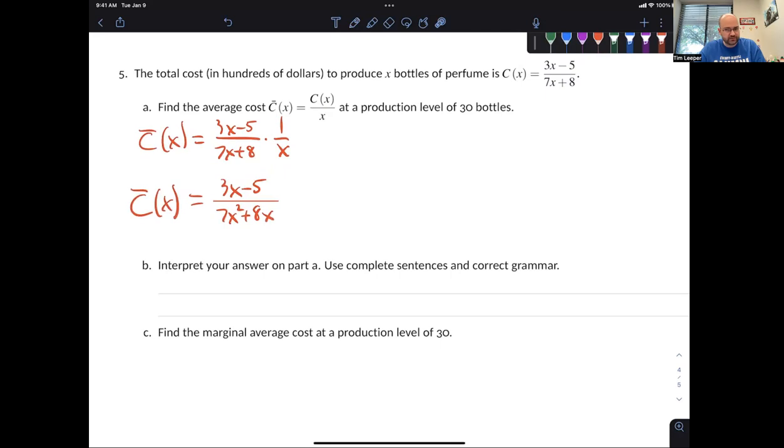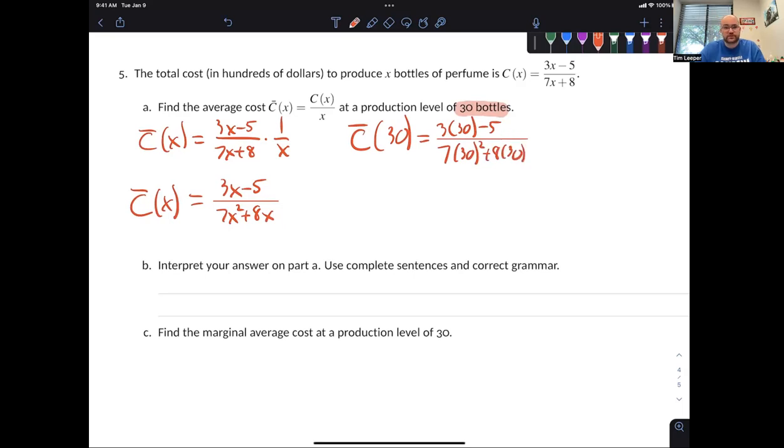But that's not what we want. We want to know what is the average cost specifically for 30 bottles of perfume. So to do this, we want to figure out what is C bar of 30, basically. And so just plug in 30 for all the X's. So that's 3 times 30 minus 5 all over 7 times 30 squared plus 8 times 30.